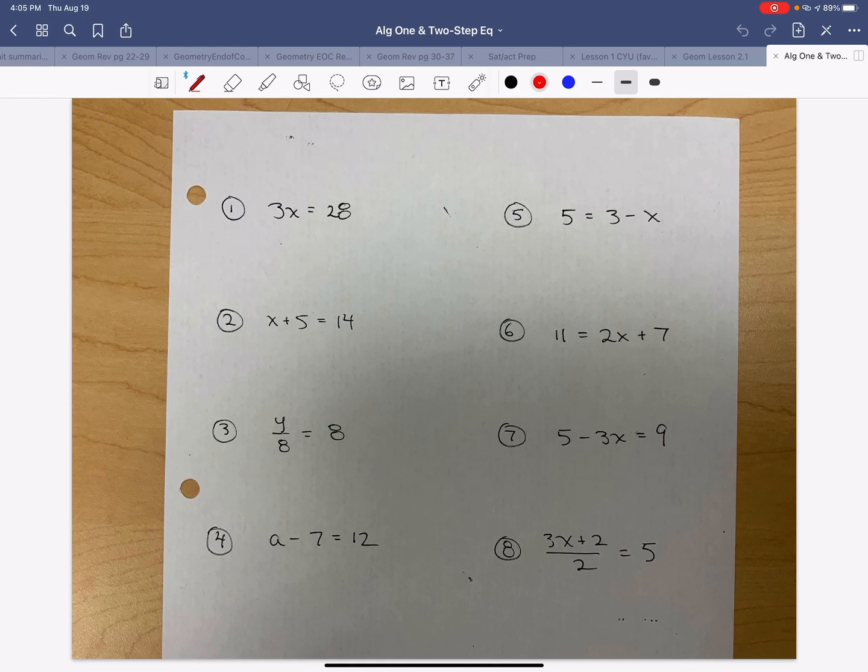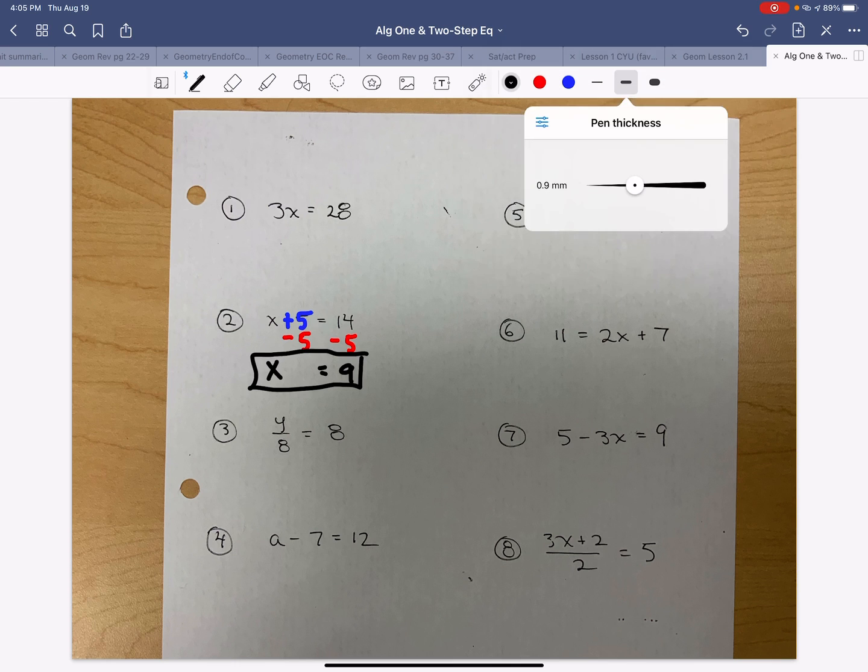Okay, so the first one, probably most students did first, they noticed that they were adding 5. So we're going to subtract 5 on both sides. So here on the left, you still have x, but on the right, you have 9. Now on the test, I would suggest plugging it back in. Adjust this thickness a little bit.